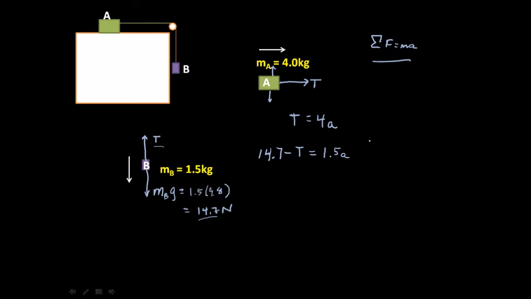You can use whatever method you know from algebra class to solve this system and find the tension in the string and the acceleration of the system. My personal favorite is to just add the two equations because I see positive T and negative T are going to cancel out. So we get 14.7 equals 4a plus 1.5a, which is 5.5a. Well, that's really easy to solve. A little bit of quick calculator work and you'll find that the acceleration is 2.673.